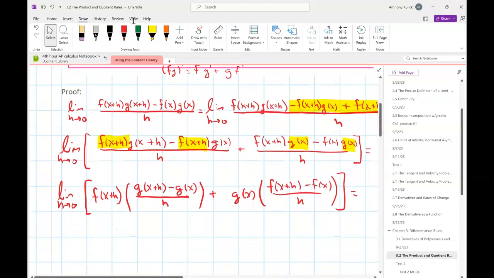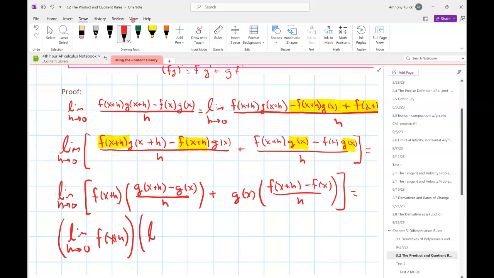And now I'm going to use some limit laws. So I know that the limit can distribute to the product and it can distribute to the sum, right? So I'm going to write this now as 4 limits. Oops, that's supposed to be an h.